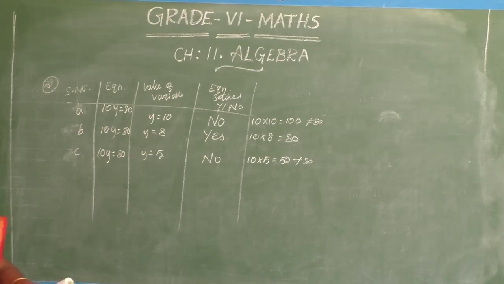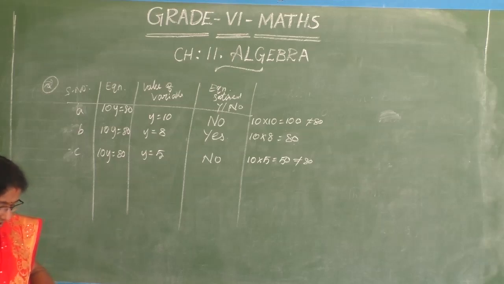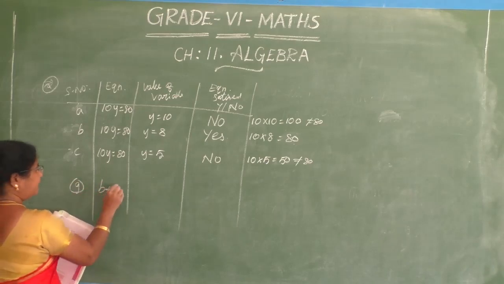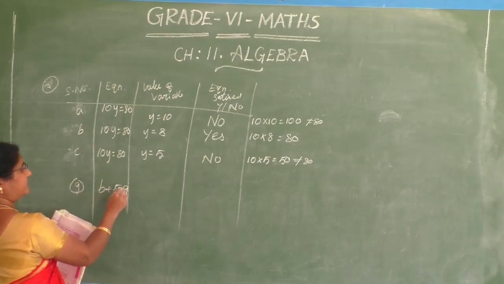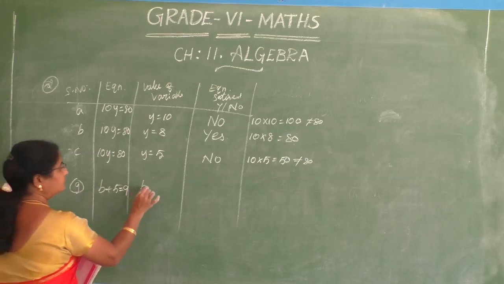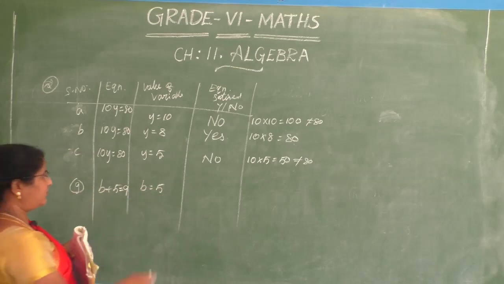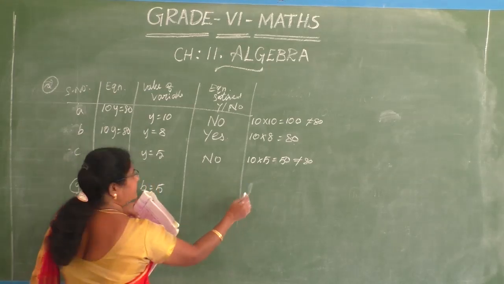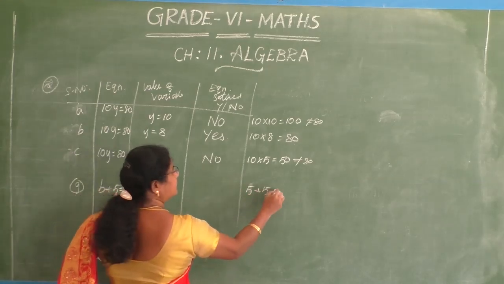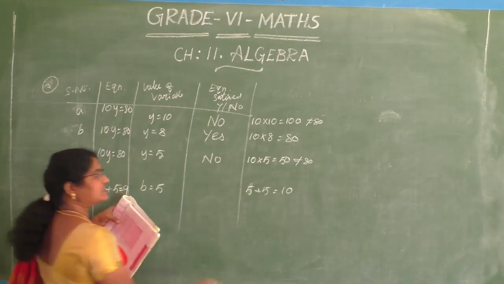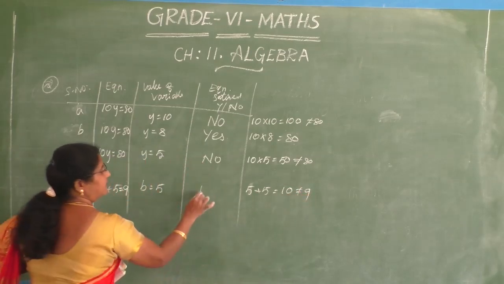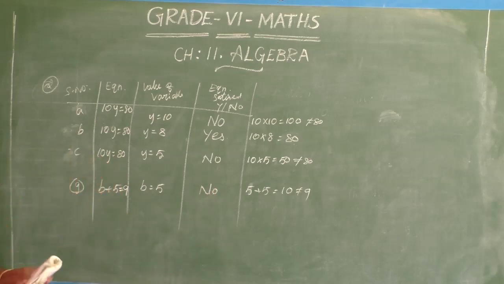Next, 4l equal to 20. This is also multiplication. Just multiply and get your answer to see if it is satisfied or not. Addition. We will do this addition problem. b plus 5 equal to 9. The b value is 5. Is it satisfied or not? We substitute. b value 5 plus 5 equal to how much? 10. But the value they have given is 9. So not equal to 9. No. Understand?